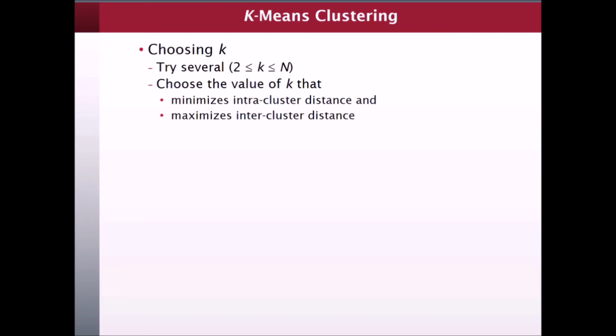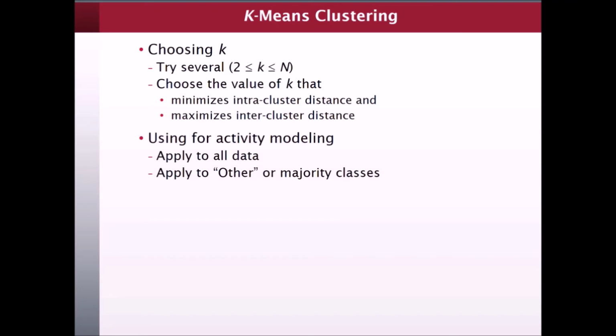Once we have partitioned all of our data into these different clusters, then we can use it for activity modeling. We can apply the clusters to all of the data and thus divide up all of the sensor data into clusters in order to better understand a person's routine. Or we can just apply clustering to majority classes, such as the other class, in order to decompose it into smaller subclasses that help us to better understand the details within that large class and to provide more of a uniform class distribution for automatically recognizing activities using machine learning techniques.